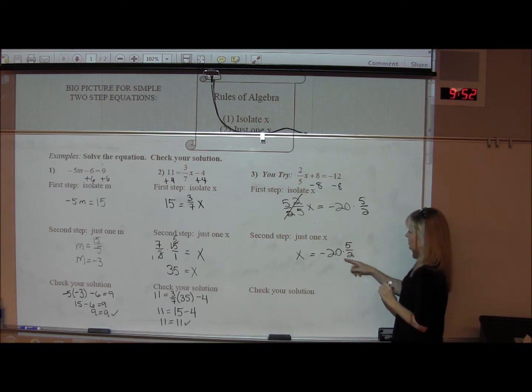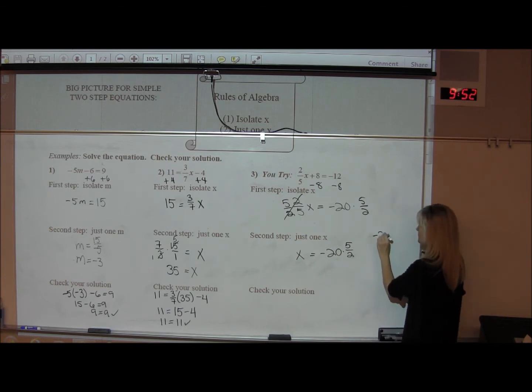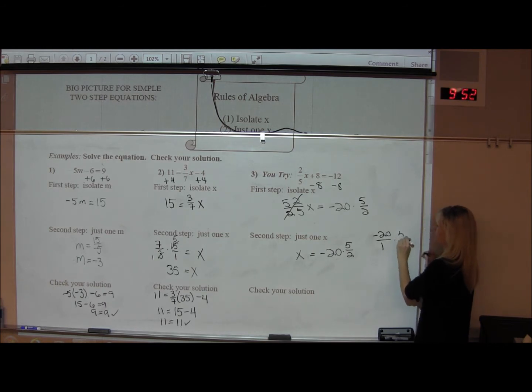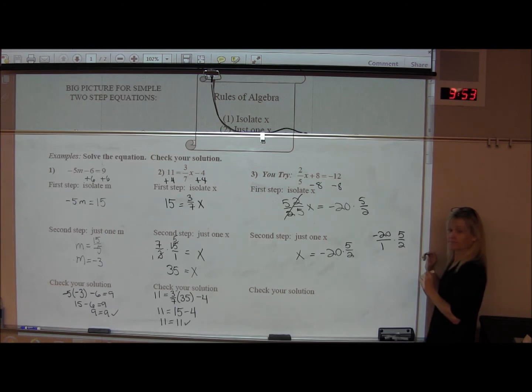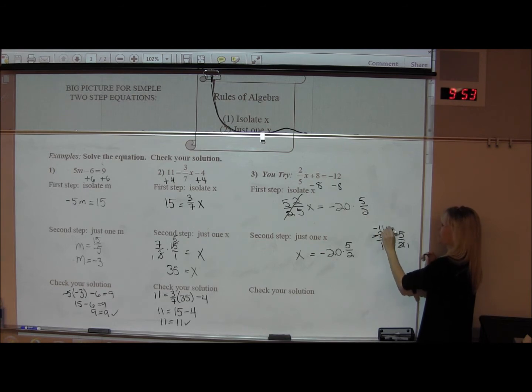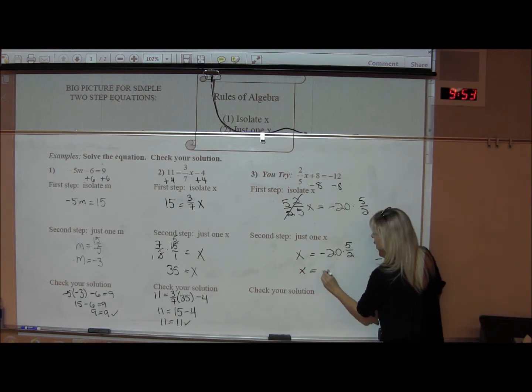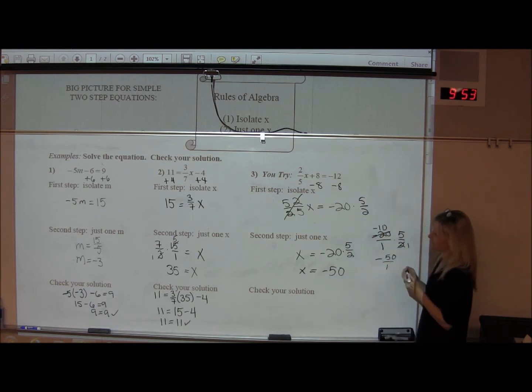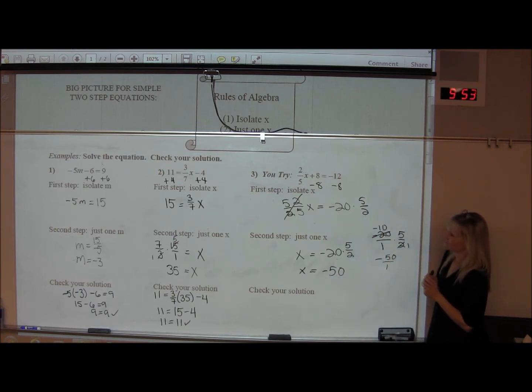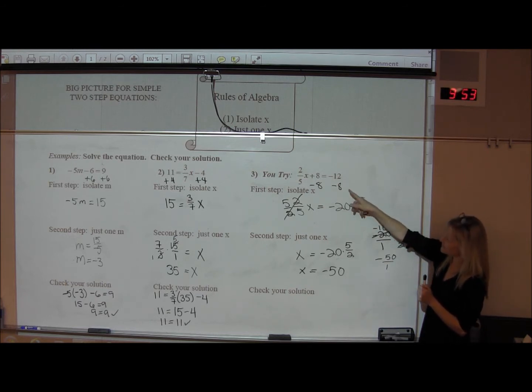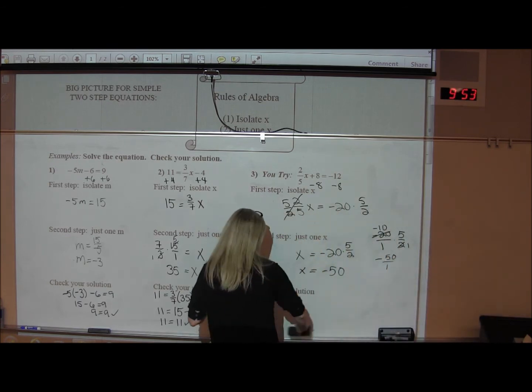All right? Now, how do I do this? Negative 20 over 1 times 5/2, that's the same thing. Can I cancel anything here? The 2 and the 20, that becomes a 1, and that becomes a negative 10. So then this is negative 50 over 1. So this x just equals negative 50. Does that make sense? And then you plug your negative 50 back into the original equation to check your solution.